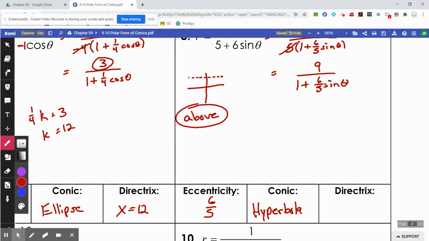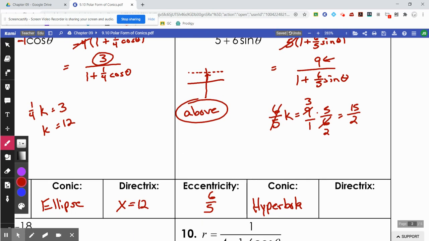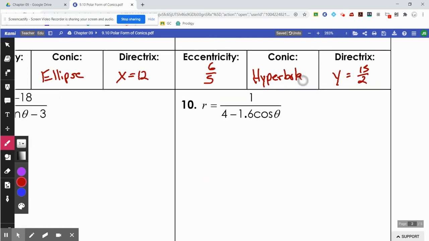On top, this value is the k times e. Since the eccentricity is 6/5, then 6/5 times k is equal to 9. To get rid of that 6/5, multiply the other side by 5/6. Cross cancel, that'd be a 3 and a 2, which gives you a k value of 15/2 or 7.5. Therefore, your directrix is located 7.5 or 15/2 units above. That's going to be a y equals equation. So y equals 15/2 or y equals 7.5.